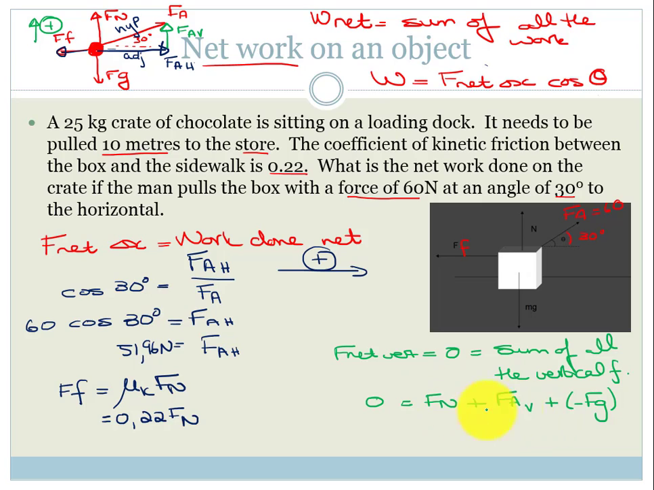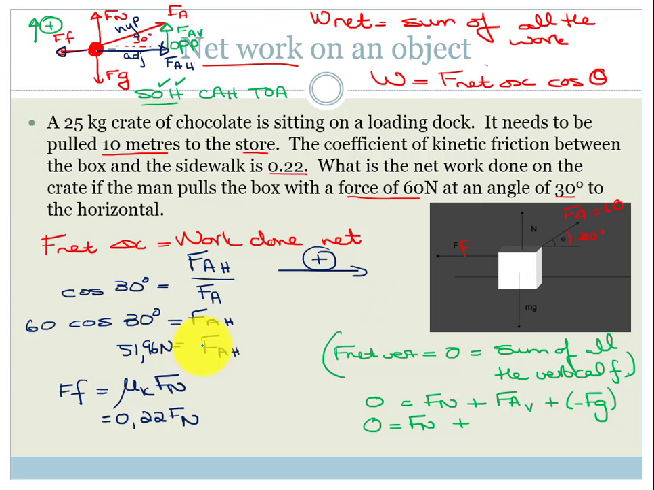The other reason I like to write it like this is you're kind of telling the examiners that you know that the net force is the sum of all the vertical forces, because I'm assuming you're not actually going to be writing that in your exam paper. Right, so what do we have? We have 0 equals Fn plus, now FAV is the opposite side. So again, if we're looking at SOHCAHTOA, we want the opposite side. We've got the hypotenuse, so we're going to use sine.